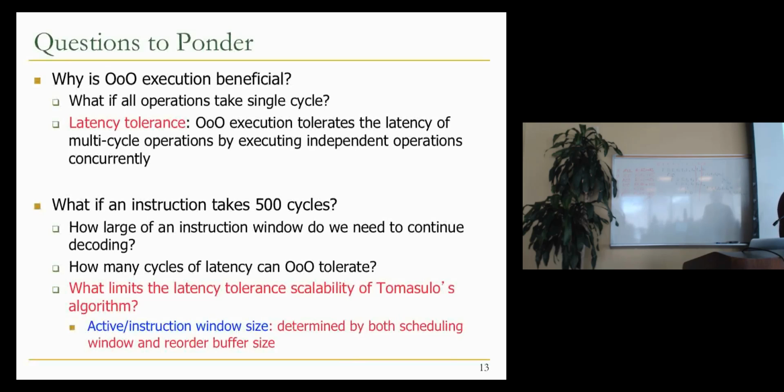I think in one of the past exams we asked the question, which one is bigger, the scheduling window or the reorder buffer? Or which one should be bigger? Anyone want to take a guess? This is the reservation station. This is the reorder buffer.